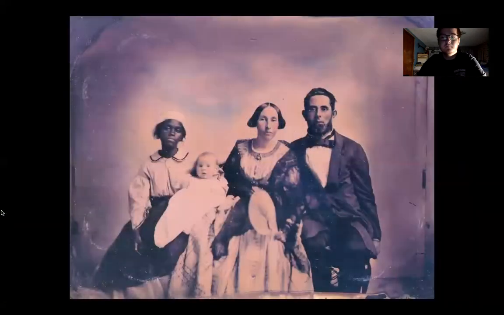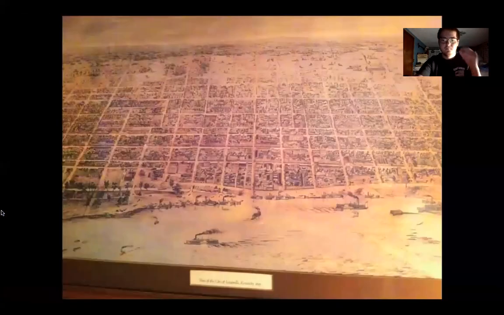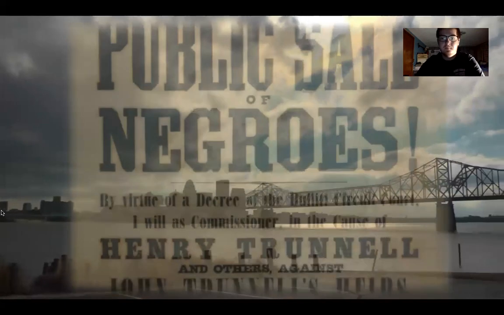They were property, but it wasn't the Deep South. Louisville, given its central location on the river, became a site where people were being sold down the river to the cotton plantations.